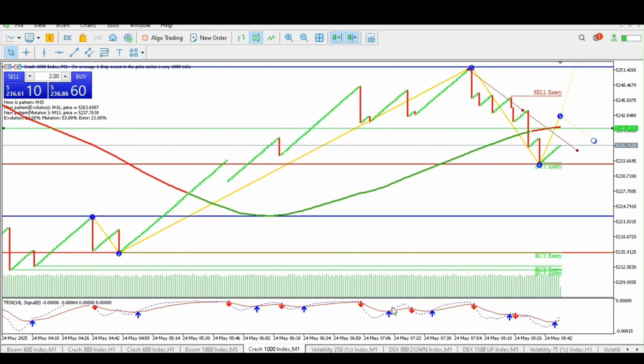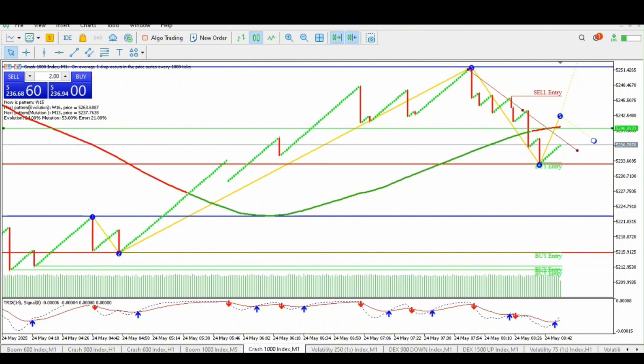Then we also have this window. This window is there to show you that the market is going up or going down. When there is a blue arrow pointing upwards, it means the market will be going up. When the arrow is pointing downwards, it means the market is now going down.